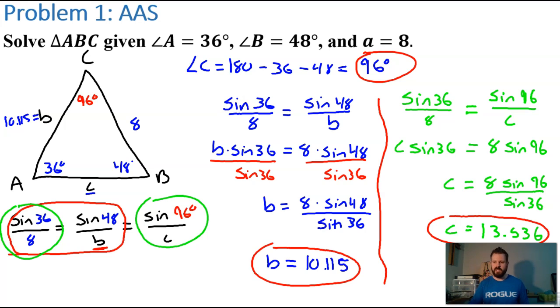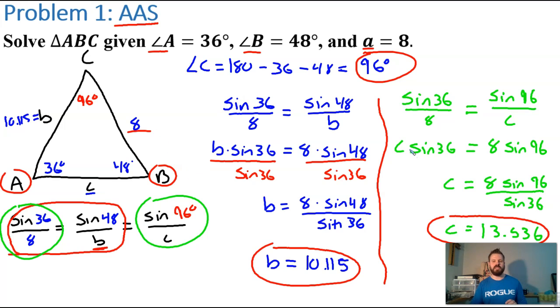So problem 1, something I didn't really talk about yesterday was this AAS, as in this is an angle angle side problem. Meaning that when I gave you angle A, B, and little a, I gave you an angle, followed by an angle, followed by a side.